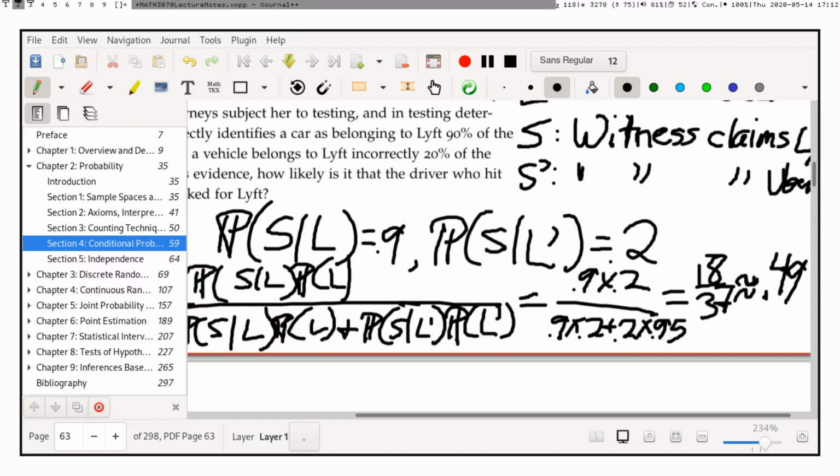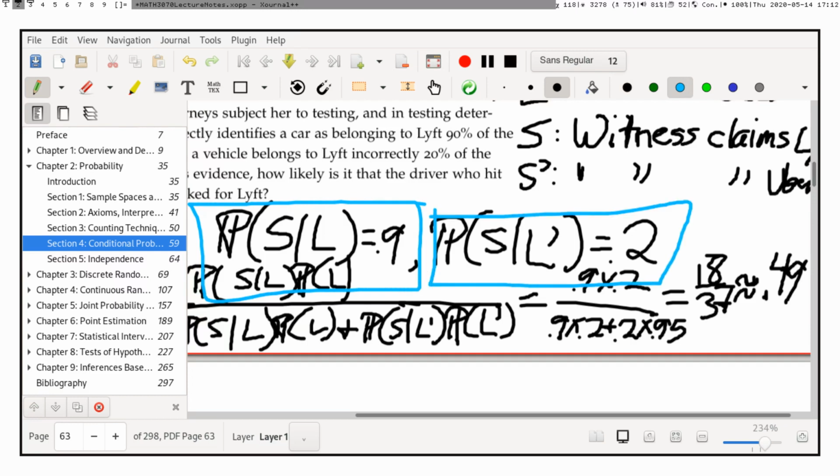So even though the witness claims to have seen a Lyft car and seems superficially to be accurate, so we might call this a true positive, she seems to have a good true positive rate. Her false positive rate is too high, given the frequency of Lyft and Uber cars in the city. She identifies too many Uber cars as being Lyft cars, and as a result, she is not accurate enough for you to actually confidently believe, or even believe just based on it being the more likely outcome, that the car is in fact a Lyft car.